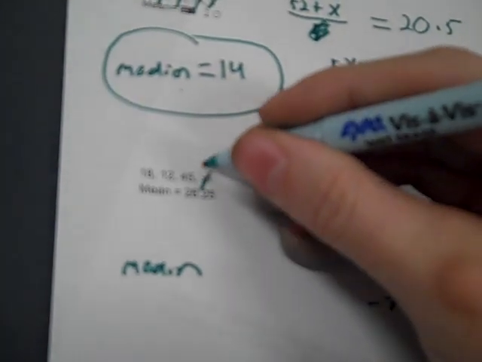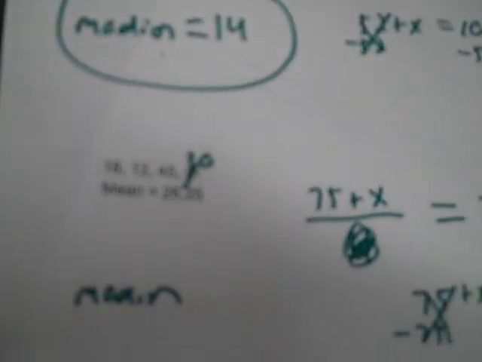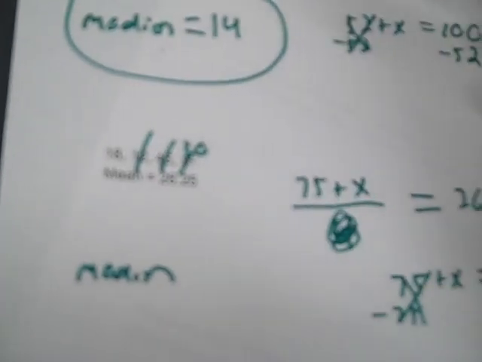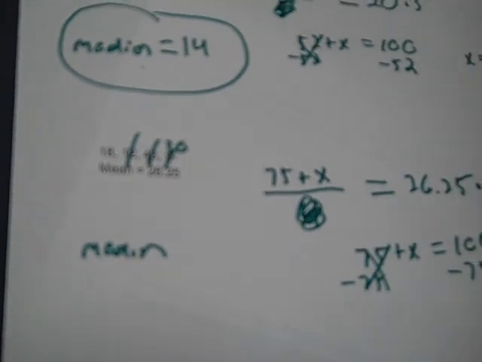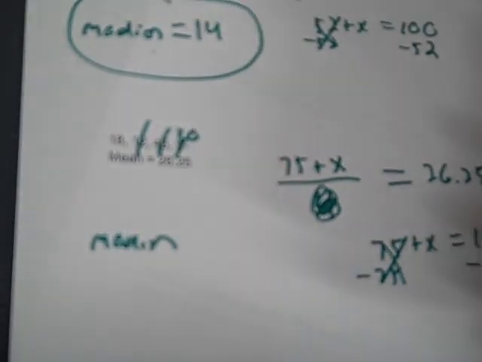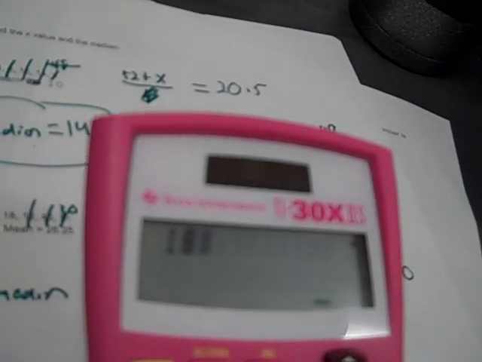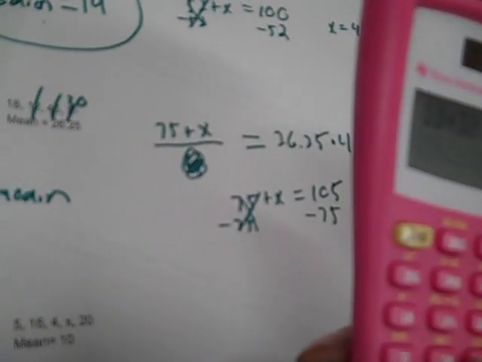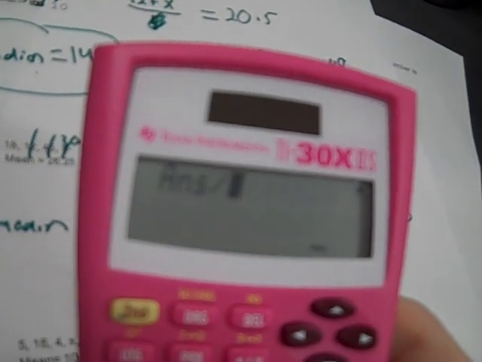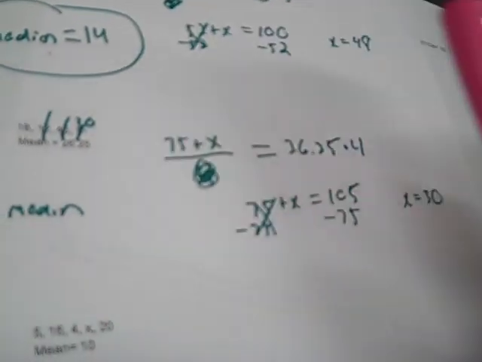Okay, so put 30. Now what's your highest? 45. The lowest is 12. Now you stop crossing out because now you're down to 2 numbers. You have to find what's halfway in between 18 and 30. So you take 18 plus 30, 48, and then divide that by 2, 24.